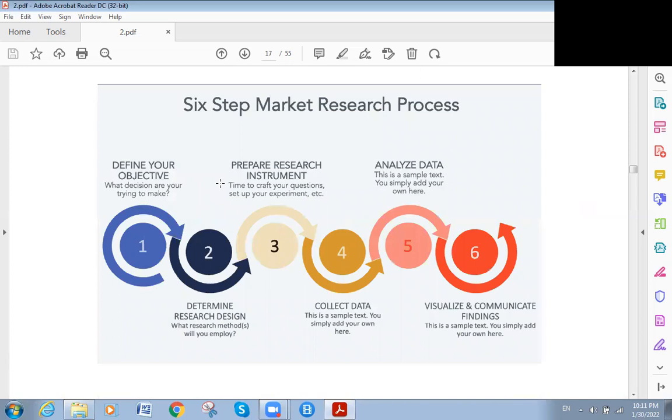What about the market research? We said in marketing, we start with the consumer and we end with the consumer. The meaning of these words is that the consumer is the start of the business and the consumer is the end. The consumer or customer comes in the first place. So here, when we talk about the 6 steps market research process, we are talking about marketing research.